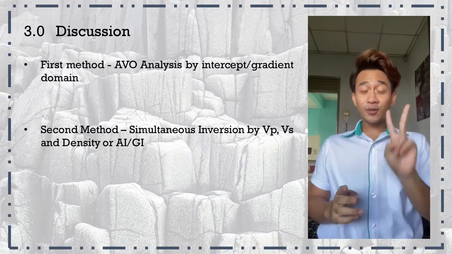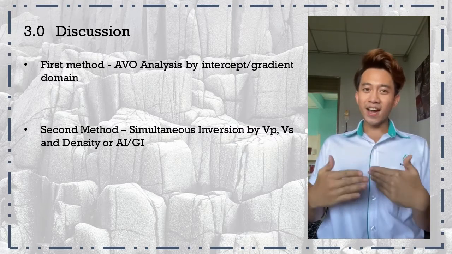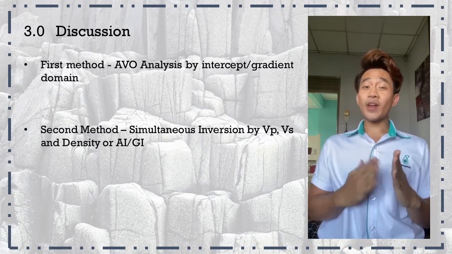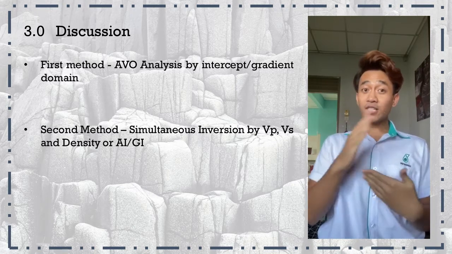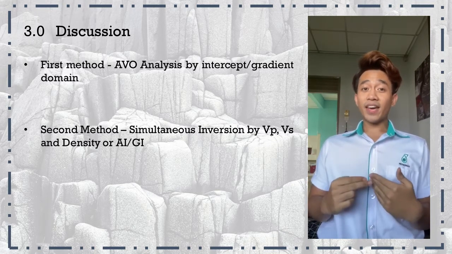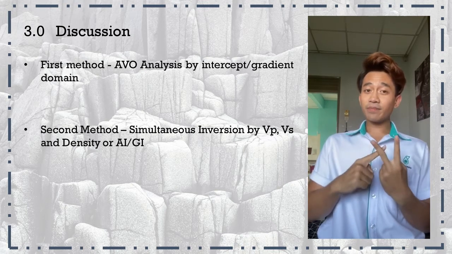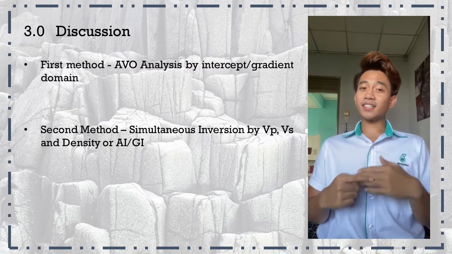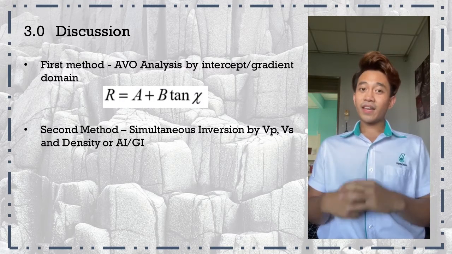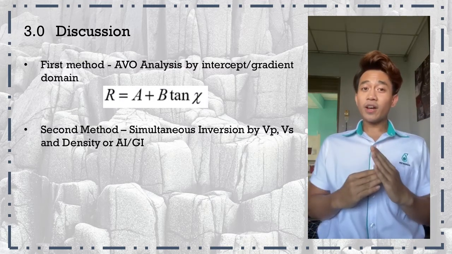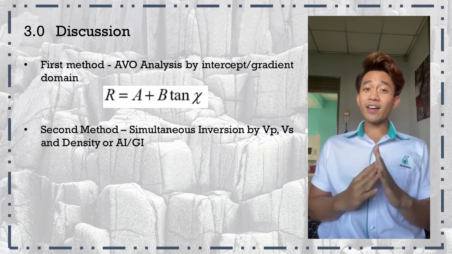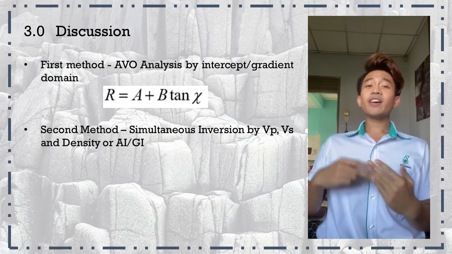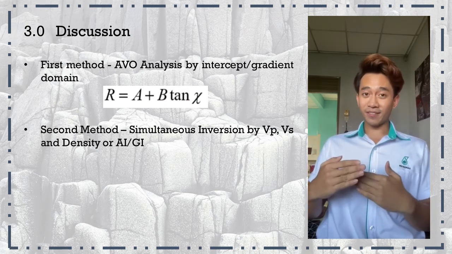There are two methods to determine EEI reflectivity. The first one is by utilizing AVO analysis, where we can get the actual log data, along with the incident angle, intercept, and gradient. These three parameters will then be inserted into this equation. Note that this equation will only compute EEI reflectivity. If we wish to get the seismic data, we are advised to use seismic inversion.